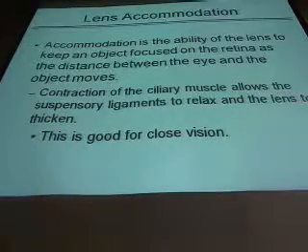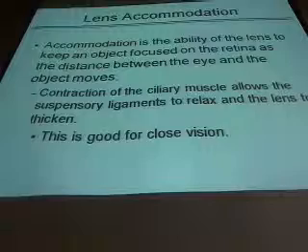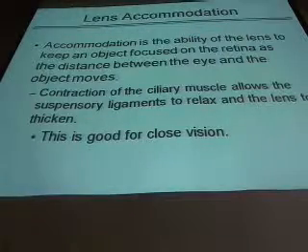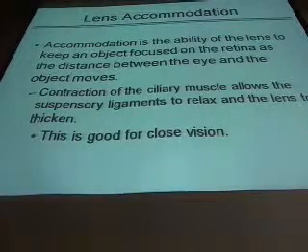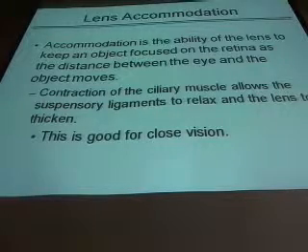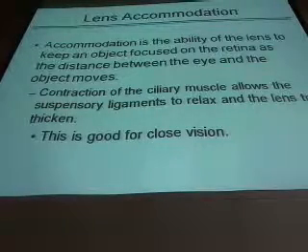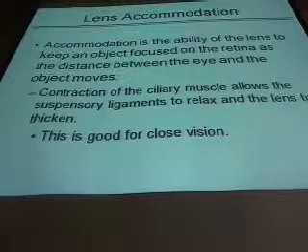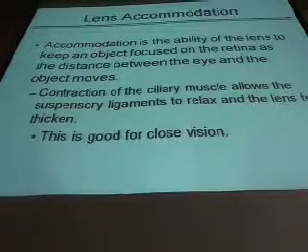Accommodation is the ability of the lens to keep an object in focus on the retina as the distance between the eye and the object moves. What you're going to do in lab is you're going to start with a yardstick and a needle, and you're going to bring it back until you can't focus anymore.